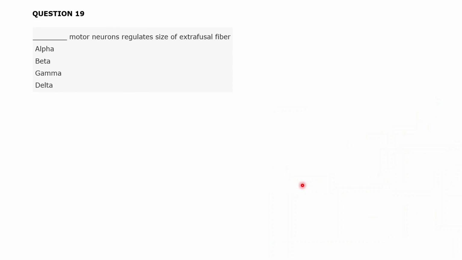Coming to question number 90. Which motor neuron regulates the size of extrafusal fibers? Alpha, beta, gamma or delta? Earlier we discussed the intrafusal one, right? This is about the extrafusal one. Which motor neuron does that? Which may be the answer? Okay, so I am getting the option alpha neurons.